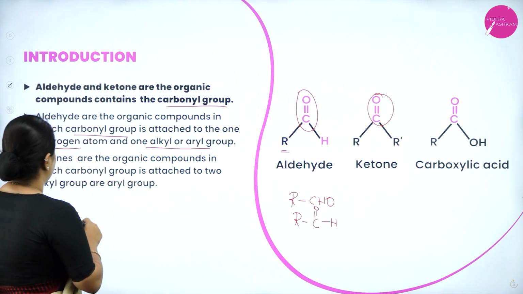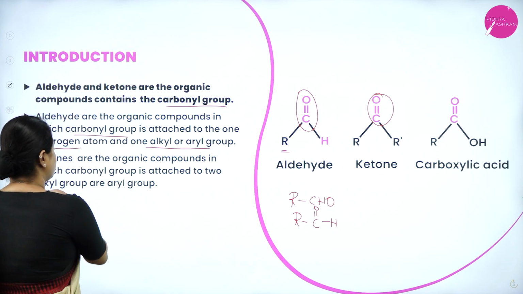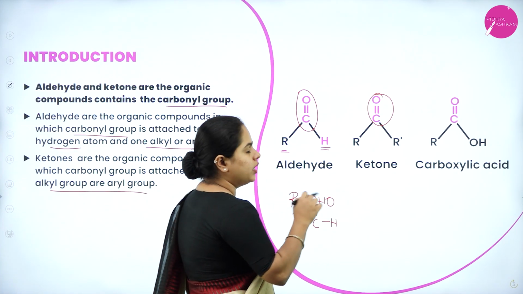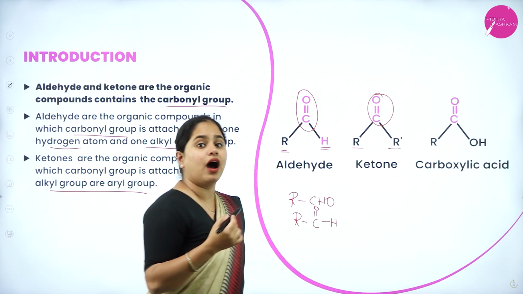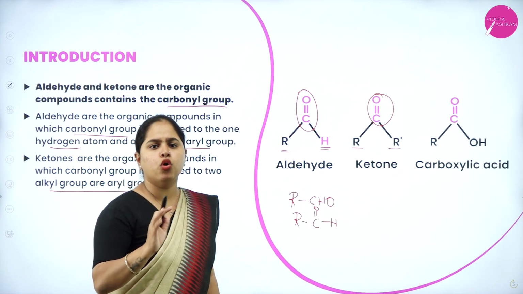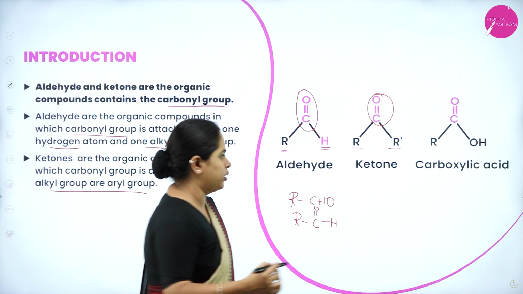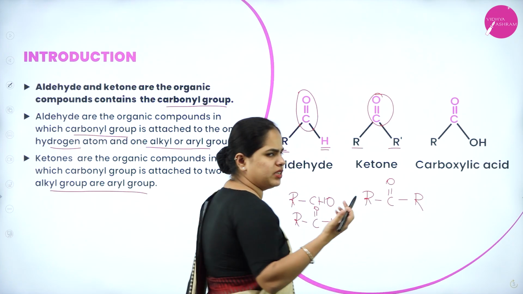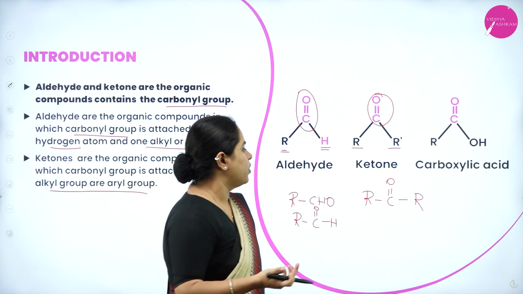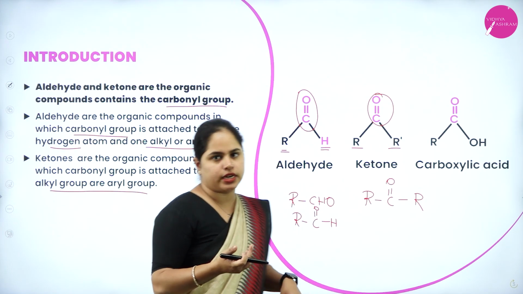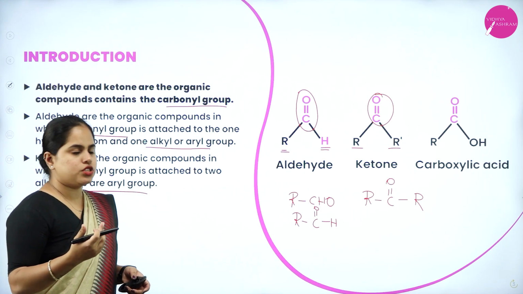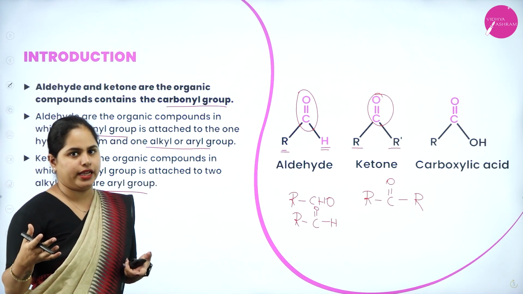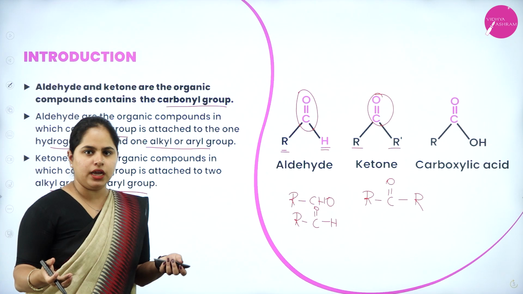Now, ketones are the organic compounds in which carbonyl group is attached to two alkyl or aryl groups. As you can see here, one hydrogen was there; in case of ketone, both of them are R. That means both of them are going to be alkyl or aryl group. So it is RCOR. Both R can be the same, or both R can be different also. I hope what are aldehydes and ketones is clear for you. They both are carbonyl compounds. In aldehyde, the carbonyl carbon will be attached to one R and H. In the case of ketone, both will be R.